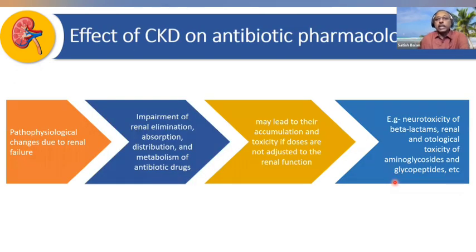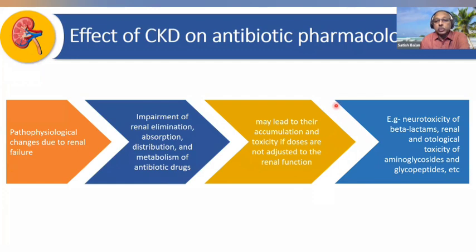So what does CKD do to antibiotic pharmacology? Due to the pathophysiological changes, you have impairment of renal elimination. That's the most important thing. But at the same time, kidney disease can also affect absorption of the drug, and distribution, because it affects albumin levels, and volume of distribution is also affected by kidney failure. And it affects metabolism because many drugs may undergo metabolism through the kidney. So all these things are affected by kidney failure.